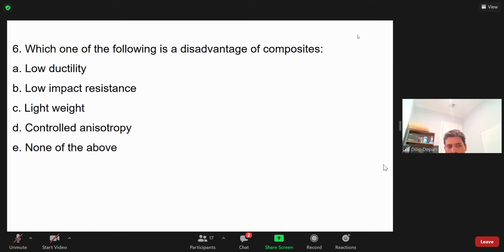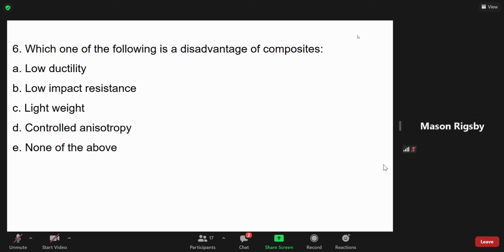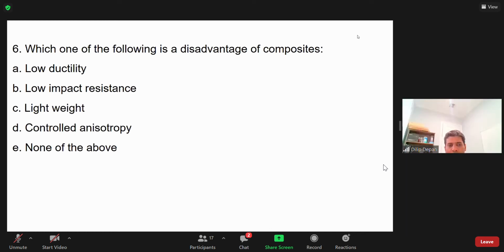Similarly, in the composites, the fillers or the fibers, they are brittle. Because they are brittle, composites have low ductility and low impact resistance.